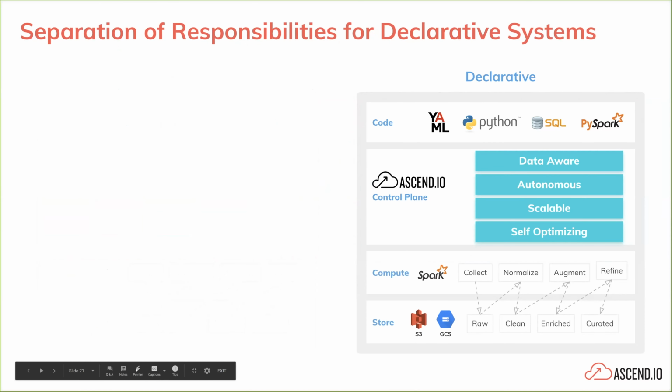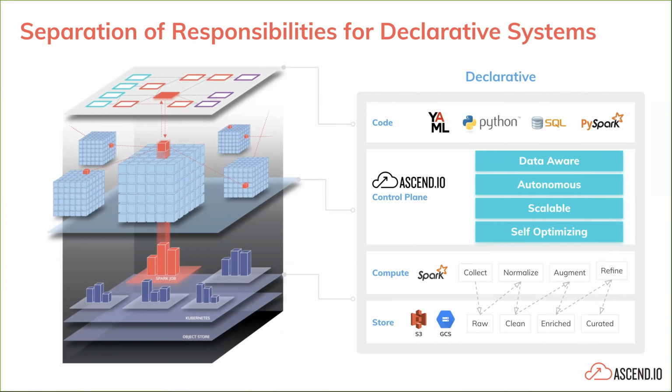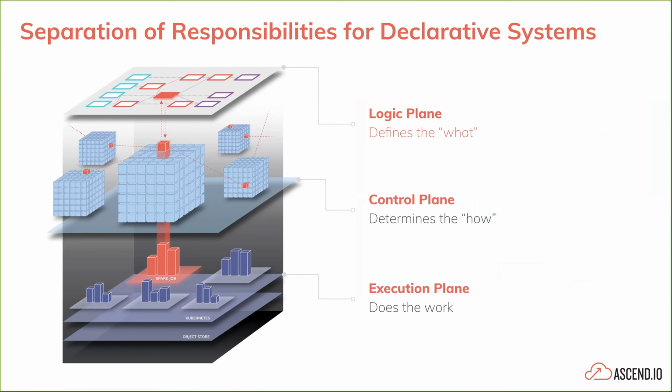And so we'll use the Ascend control plane as the example here. Another way to think about this is a three-tier system where you have a logic plane at the top. This is the what needs to be done. This data set needs to be replicated over here, or this data set needs to be aggregated and then sent over to this other place. That's the what layer of this top-level logic plane.